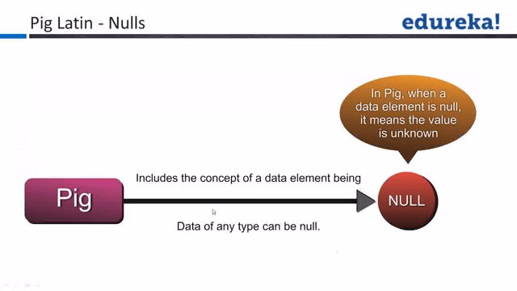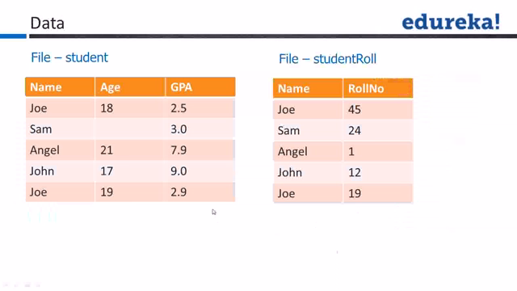Let's move ahead. Let us look at this data set. We just saw this data. It's a small data set, but we'll illustrate a few things using it. This data has two parts: the name, age, and GPA, and then the name and the roll number. Now there are two Joes here: Joe who has age 18 and Joe who has age 19. Joe who has age 18 is roll number 45, and the Joe who has age 19 is roll number 19.